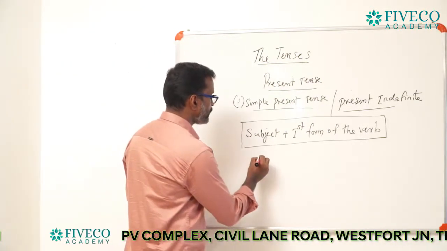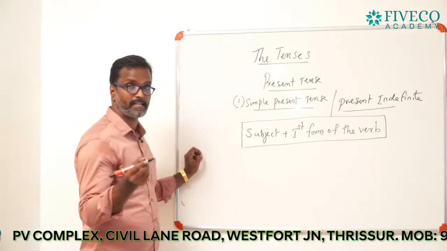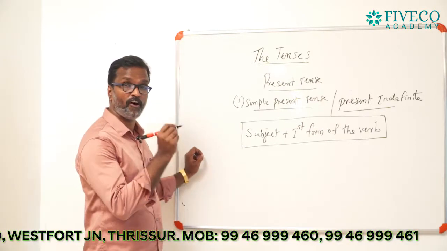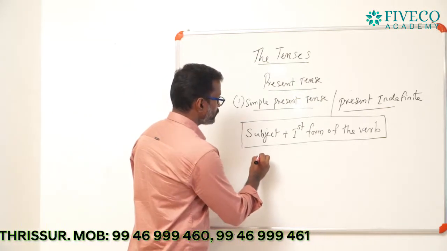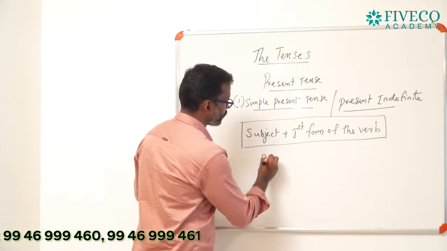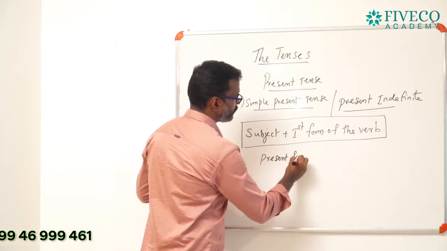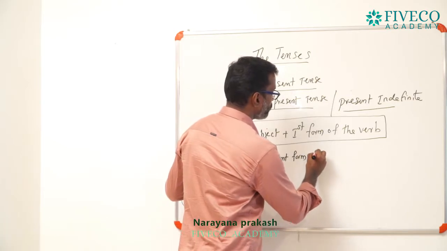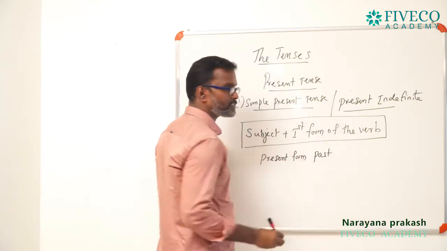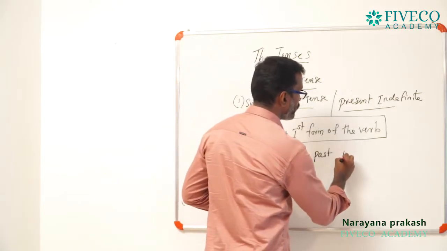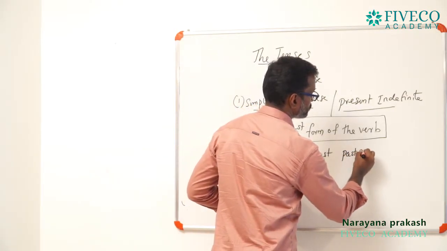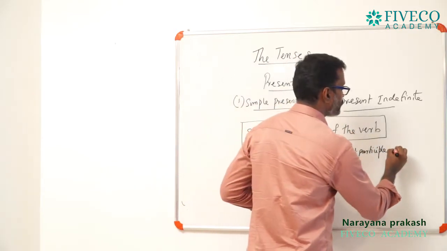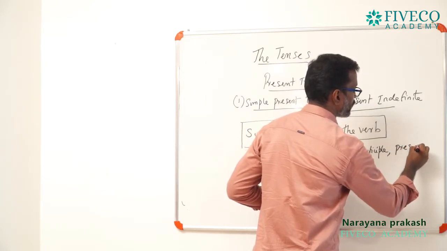I shall give you the notes and you just listen. A verb has 4 forms. What are they? First form is called present form. That is the first form. Second form, past. Past form. And the third one, past participle. And the last one is present participle. I mean the fourth form.